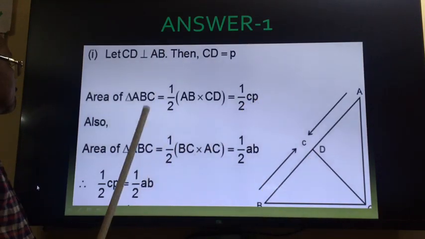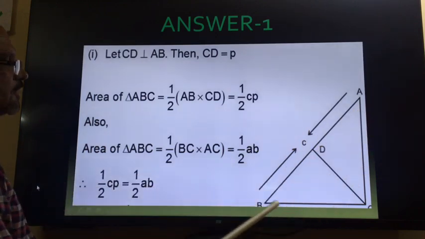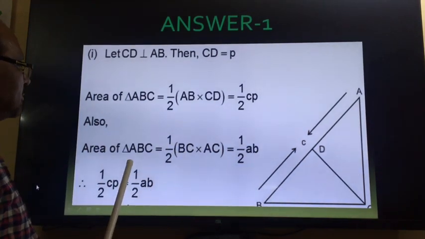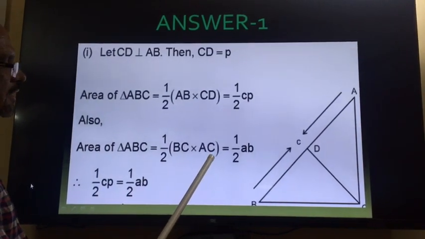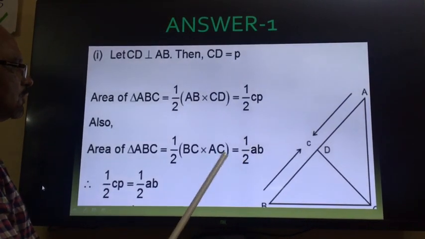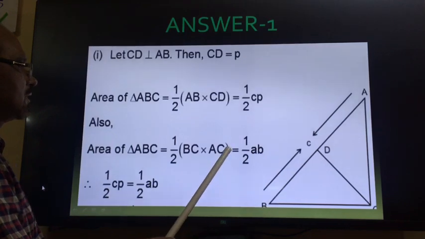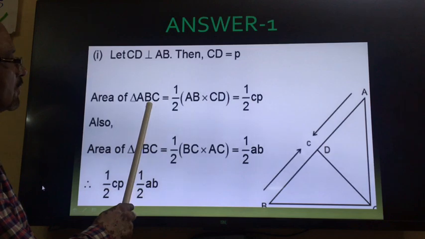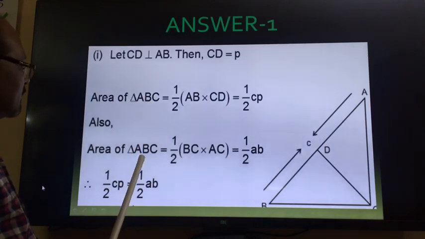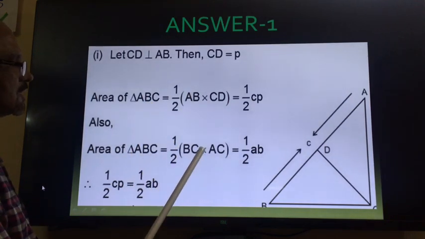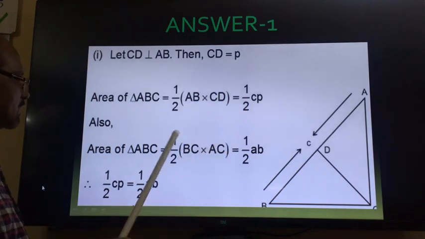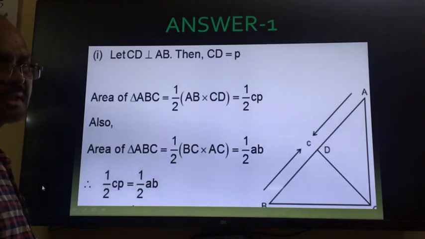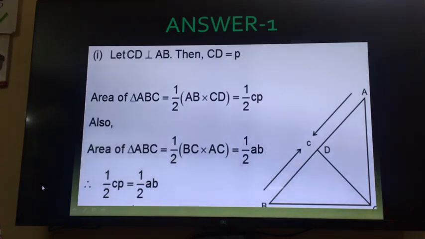So half cp. And again we will find out the area of this triangle by taking BC as base. So area of triangle ABC is equal to half into BC into AC, which is half into a into b. So half ab. This is also the area of the triangle ABC, so both the areas will be equal. So half cp is equal to half ab. Half cancels. So cp is equal to ab. This is the proof for the first part.